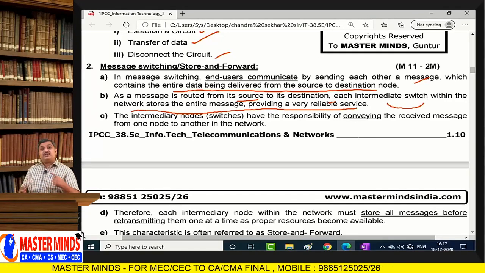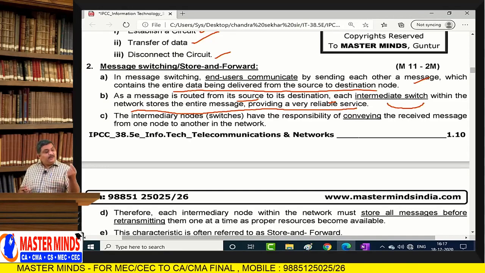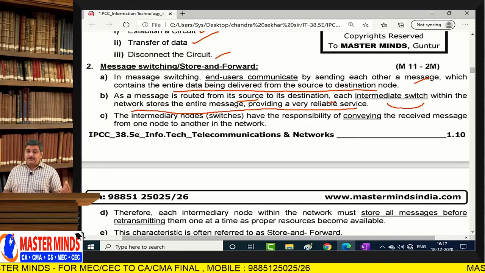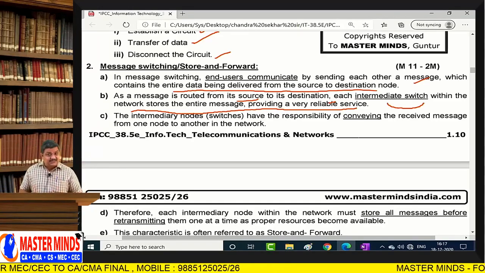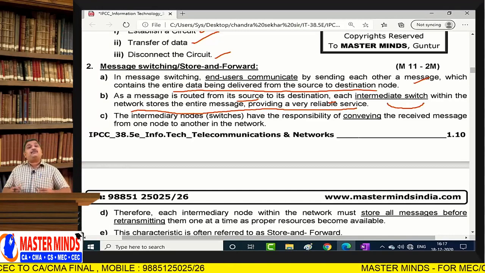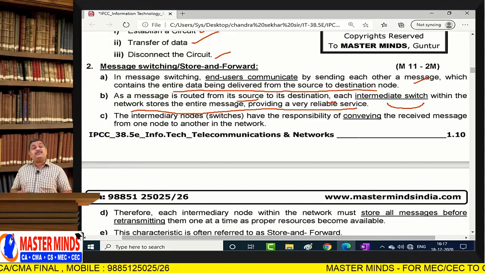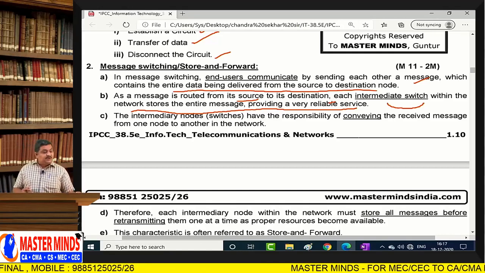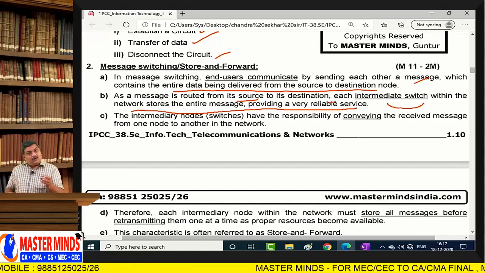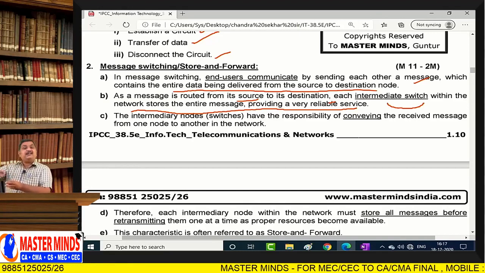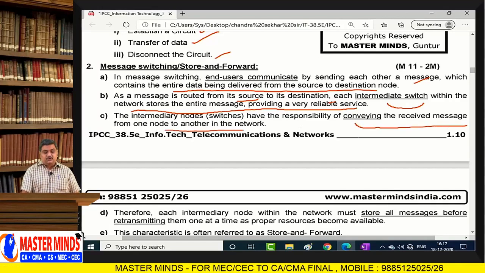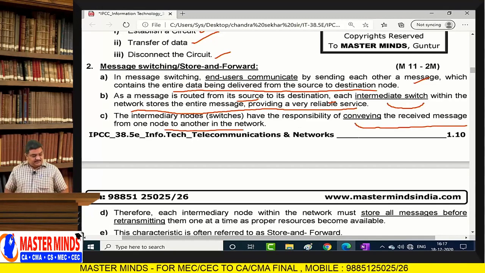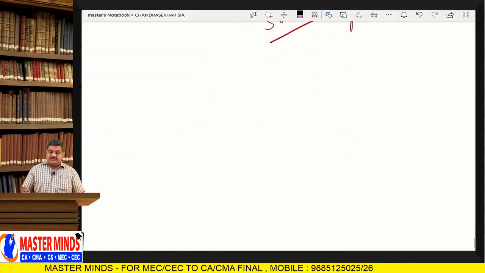See, in circuit switching, what happens? The data goes from the sender to the receiver directly in a dedicated channel. But here in message switching, there will be a lot of intermediate nodes, so that this particular message will travel to all the intermediate nodes and finally it reaches the receiver. And the intermediary nodes have the responsibility of conveying the received message from one node to another node in the network.